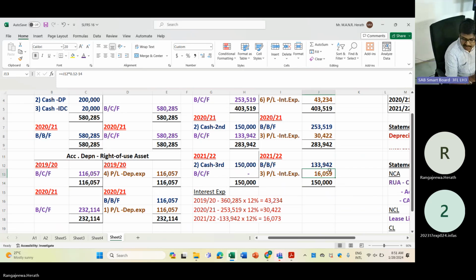So you can adjust the difference. This is the calculation difference. So you can adjust that to the interest. Right. Then the financial statement extracts.